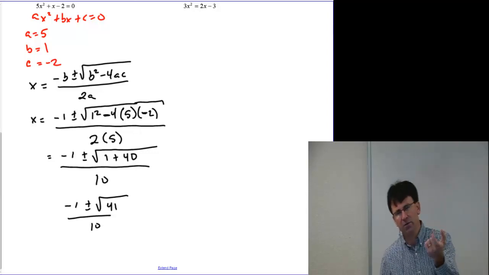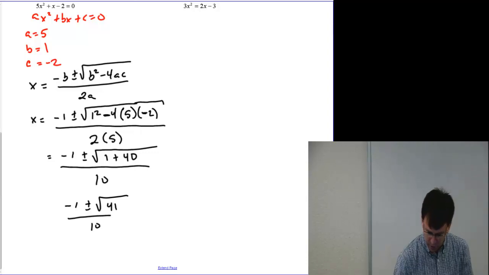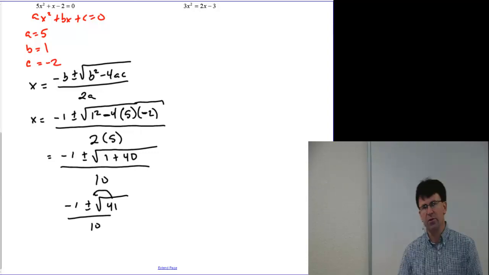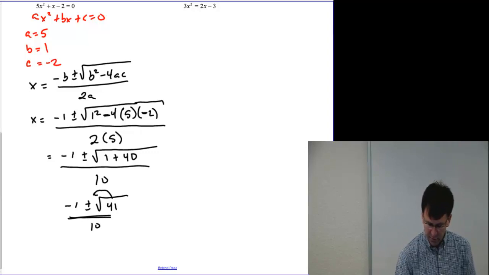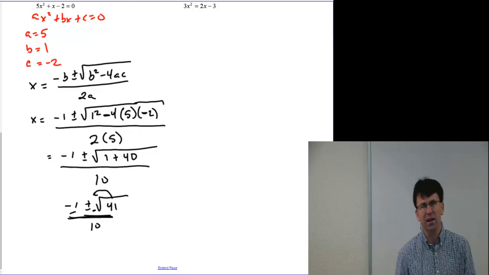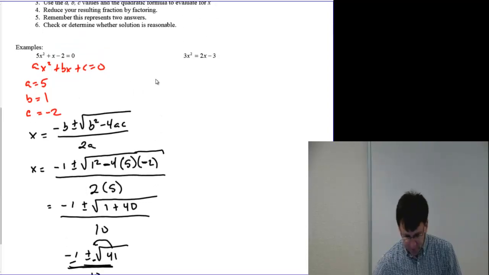Now, if that radical can be reduced, we'd want to start factoring it and pulling numbers out in front of the radical. And then if there was a common factor here and here, we could pull that common factor out so I could try to divide it out with the 10 and make a reduced fraction.